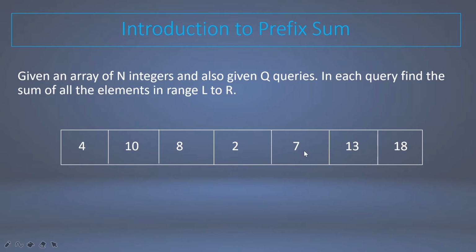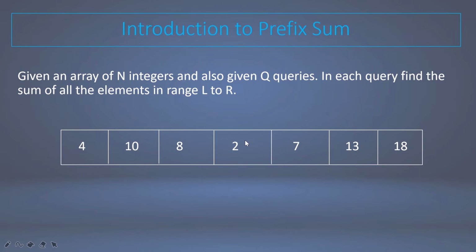In the naive approach, you can move from 2 to 5 and in every move you can keep adding the value into a sum variable, right? You will move from 2 and add 10 into the sum variable, then you will move to 3 and again add 8, then you will move to this index and add 2, then you will move to this and add 7, right? So in this way you can get the sum in this range.